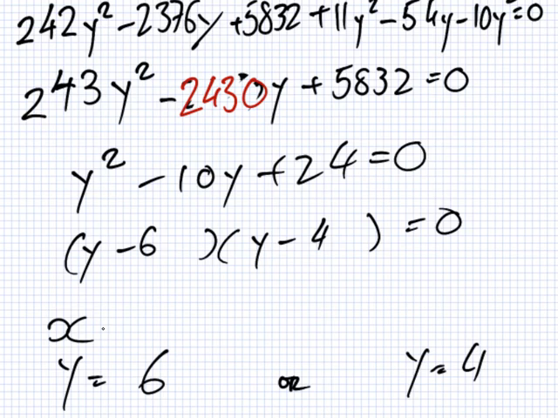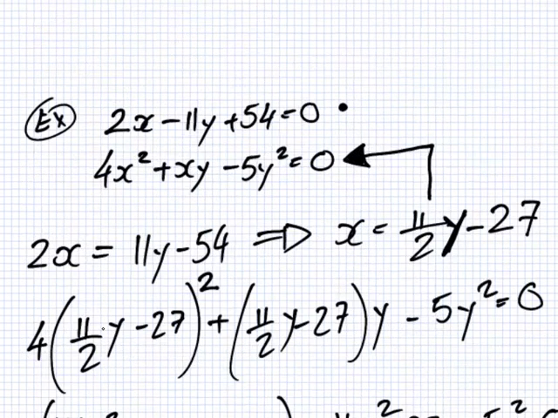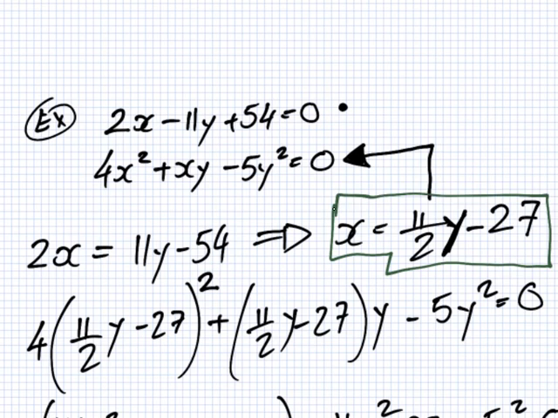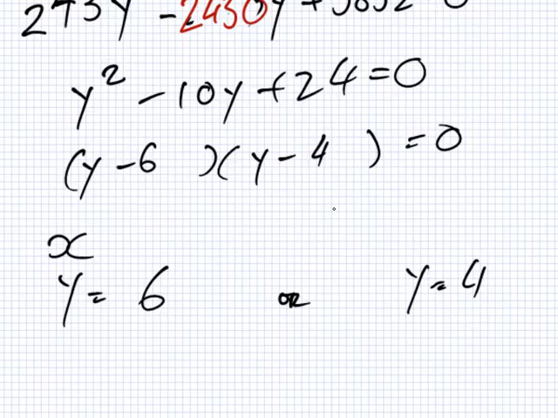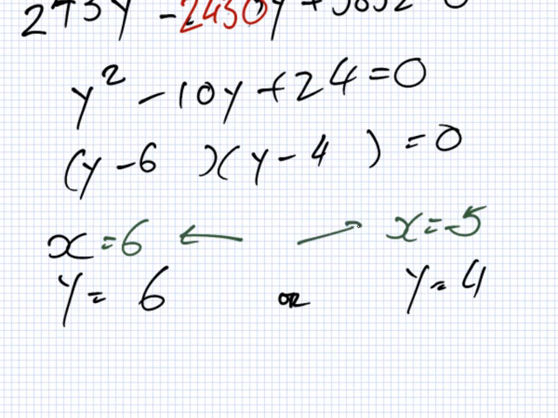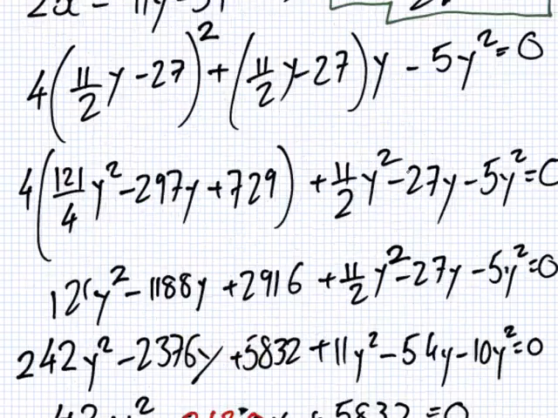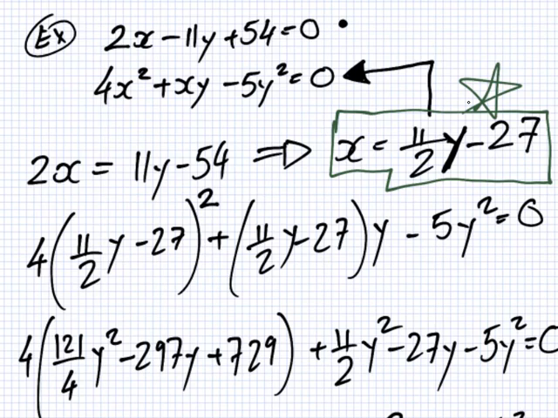We remember we have this equation from the very beginning, or nearly at the beginning, for x. x is 11 over 2y minus 27. So if I use that equation here, 11 over 2y minus 27. So if I use 6 for y, then I'll get x is 6. And then if I use 4, then I'll get minus 5. And this one comes from the start. From this one here.